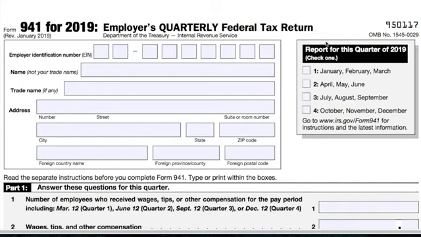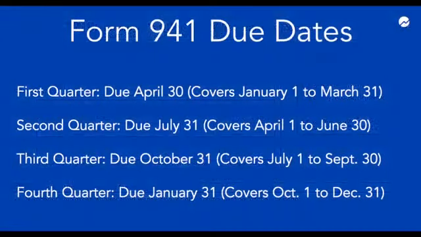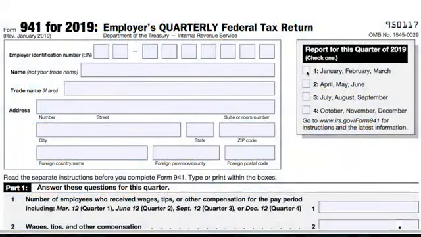Let's get started with the form. To begin, indicate the quarter for which you're filling the form out. Form 941 is due on the last day of the month following the quarter for which you're filing. For example, you'd file the form by April 30th to cover wages paid in January, February, and March. The other deadlines are July 31st, October 31st, and January 31st. In this case, I'm going to choose option 1. I'm filing by April 30th to cover wages paid in January, February, and March.